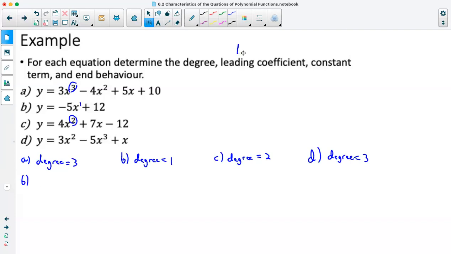Now, leading coefficient, I'm just going to abbreviate with LC. So our leading coefficient for this first one would be positive 3. Our leading coefficient for this one here would be negative 5. Our leading coefficient for this one would be 4. And then for this last one, we have to look at our term with our largest exponent, so that'd be this term, so our leading coefficient would be -5.